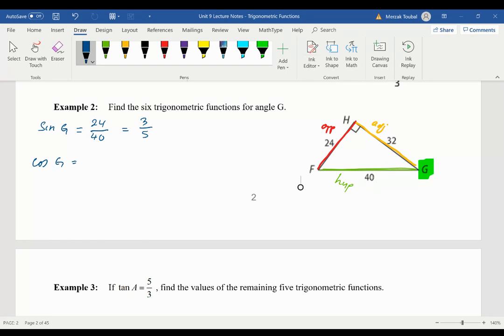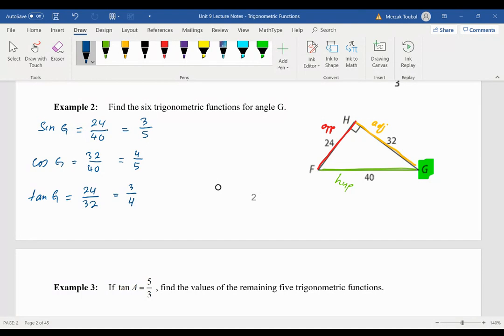Cosine of angle G would be the adjacent over hypotenuse, which would be 32 over 40. And 32 divided by 8 is 4, and 40 divided by 8 is 5. And then the third one is tangent of angle G, which is opposite over adjacent, which is 24 over 32. 24 divided by 8 is 3, and 32 divided by 8 is 4.